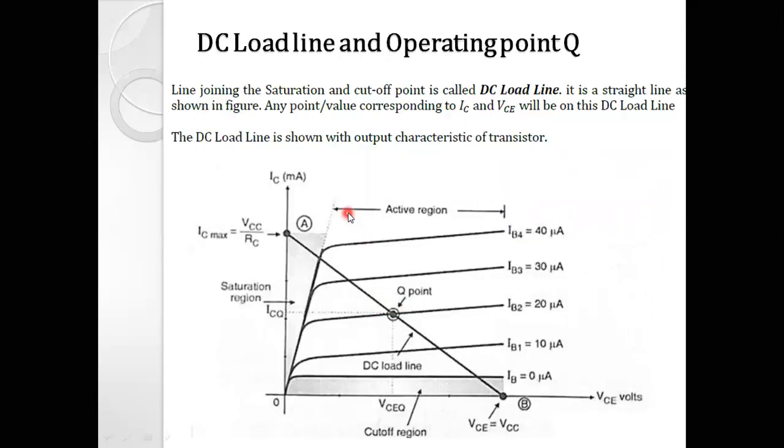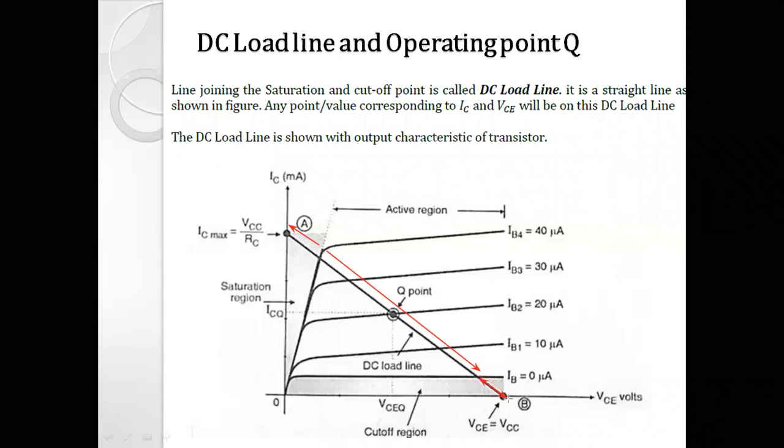Obviously, this portion is the active region. So when the transistor is operated in the active region, the range of the Q point will be somewhere here, starting from this point to this point, right? When the transistor is operated in the saturation region, the operating point must be somewhere between these two points, that is VCC divided by RC and this point.